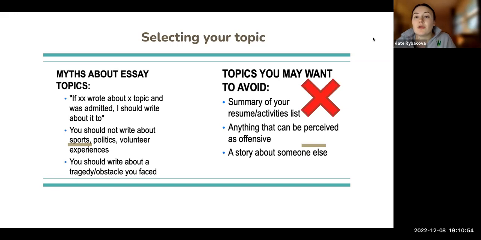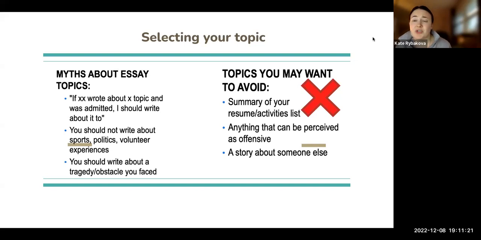Although it can be helpful for us if you did not mention that anywhere else in the application, typically you will put that already on the list at the activities section of the application. So we really don't need to see it again in the essay section. So unless it's, like I said, a unique story that kind of elaborates on one of those activities, I would avoid that. Same with anything that can be perceived as offensive.